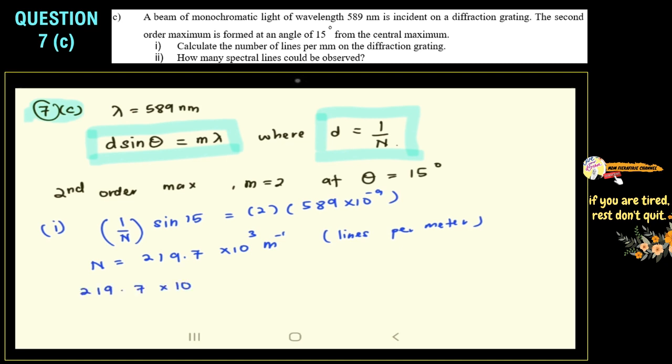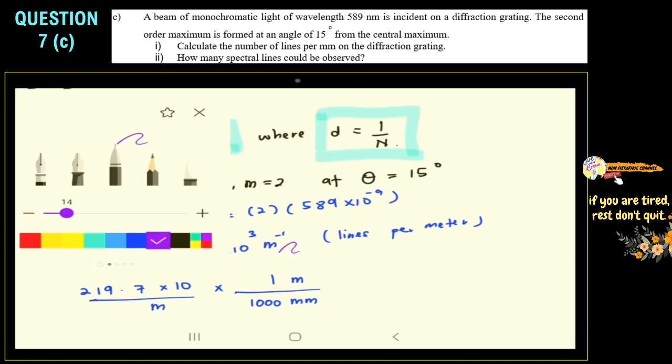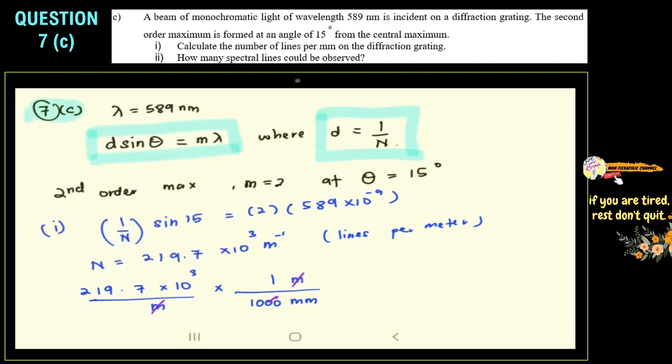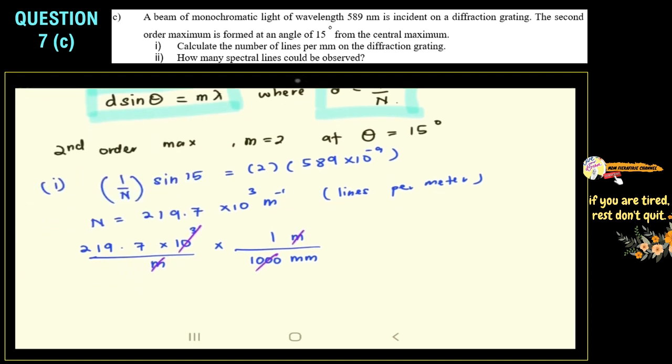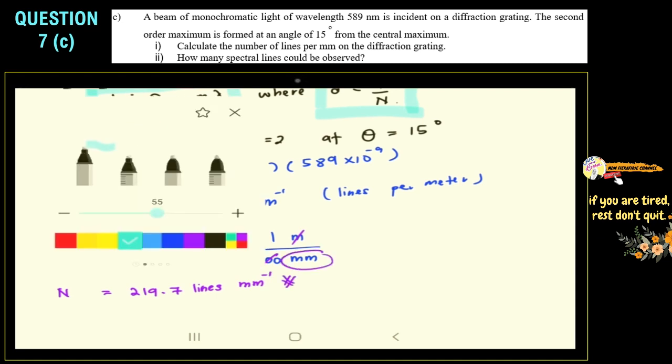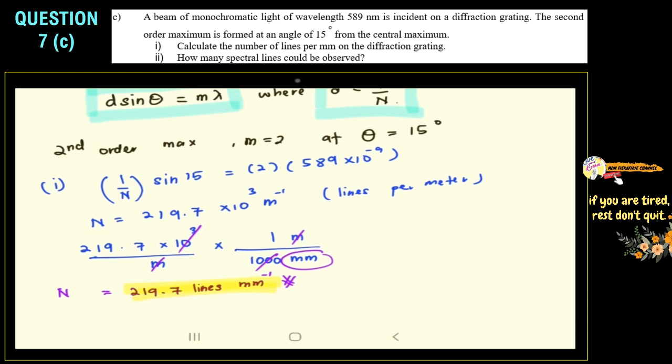219.7 times 10 power of 3 per meter. Okay, saya buat darab silang. So, 1 meter is equal to 1000 millimeter. Okay, so now we can cancel. So therefore, the number of lines n is equal to 219.7 lines per millimeter. Okay, so unit kita dah tukar ke dalam per millimeter. Okay, boleh.